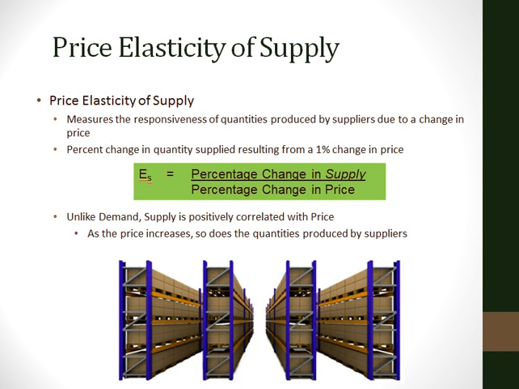Price elasticity of supply uses the same equation as price elasticity of demand and income elasticity of demand, except we're substituting supply for demand. It measures the percentage change in quantity supplied resulting from a 1% change in price. Instead of measuring the change in consumer demand, we're measuring the change in quantities produced by suppliers because of the change in price. Also note that the price elasticity of supply is positively correlated with price, and thus the coefficient is positive. As price goes up, supply goes up, and vice versa.